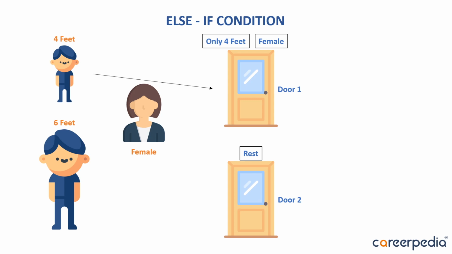Satisfied, so he'll go to this door. Now the female will check for the condition. She is satisfying the female condition which is given on the top of the door, then she will use the same door.